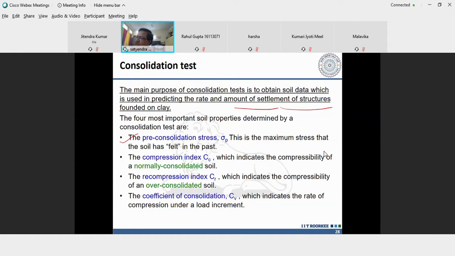The third is the recompression index, Cr, which indicates the compressibility of an over consolidated soil. And fourth is the coefficient of consolidation, Cv, which indicates the rate of compression under a load increment.